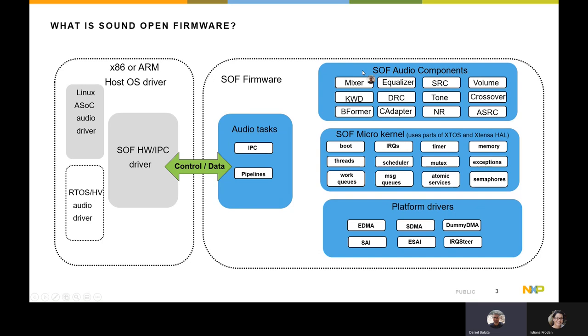The audio component parts are some open-coded C files which implement various components, and then we also have the platform drivers, also open-coded C drivers in an infrastructure created by Sound Open Firmware. These are not really important for our first steps right now. We will look at alternatives to Xtensa OS in order, for example, to allow us to run the firmware on other DSPs or other cores other than Xtensa.